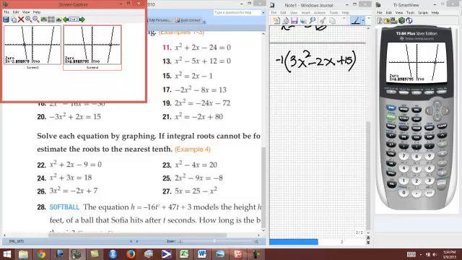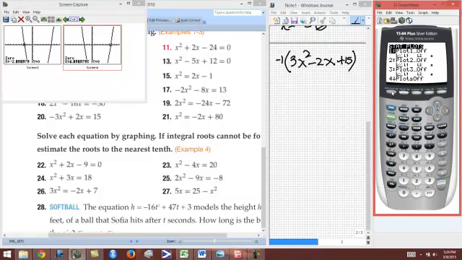Okay, 24. I'll do a few more of these. What am I doing? I'm going to clear this. 24: x squared plus 3x minus 18. So let's graph it.